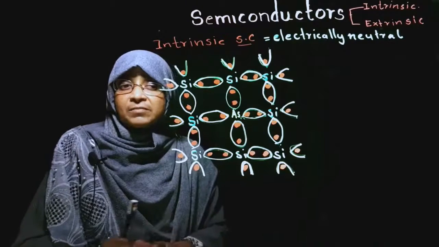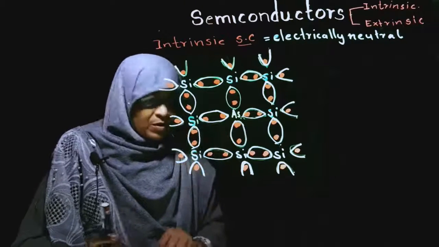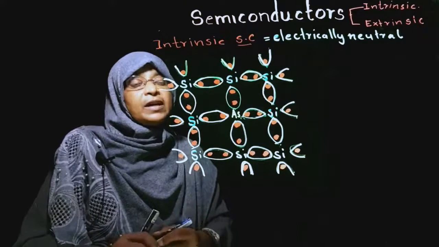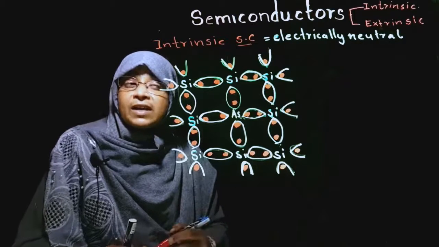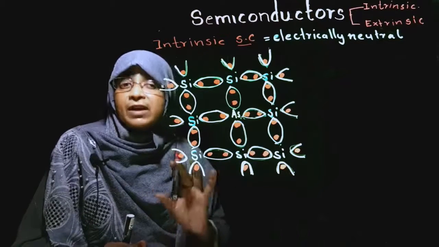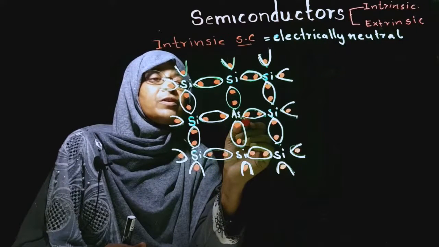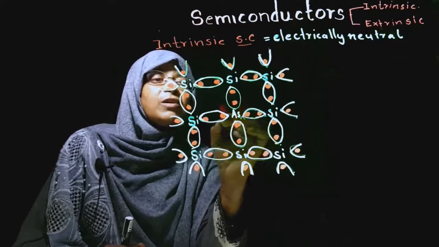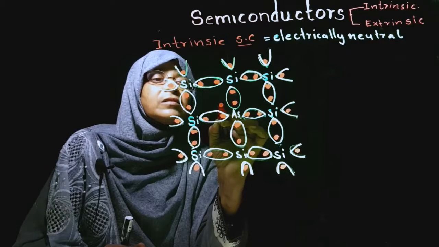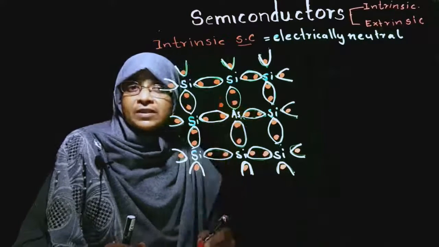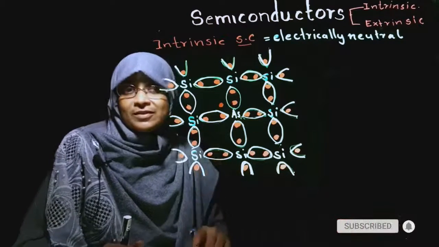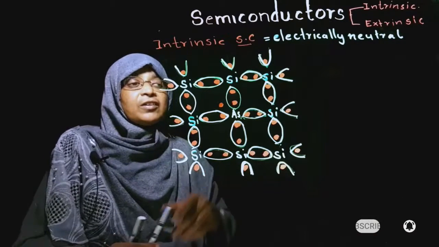Arsenic belongs to group 5. So, how many electrons are there in the outermost shell? Group 5, 5 electrons. Now, we can see 1, 2, 3, 4. 1 electron left without the bond.